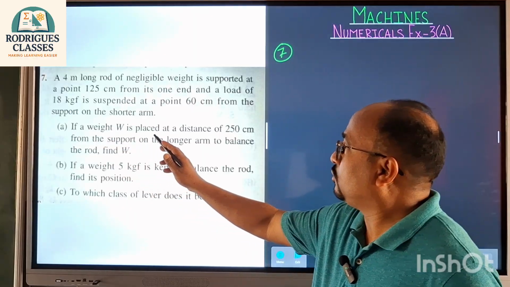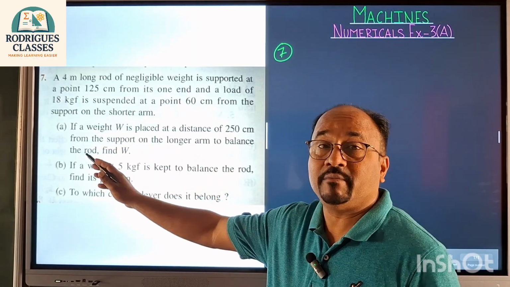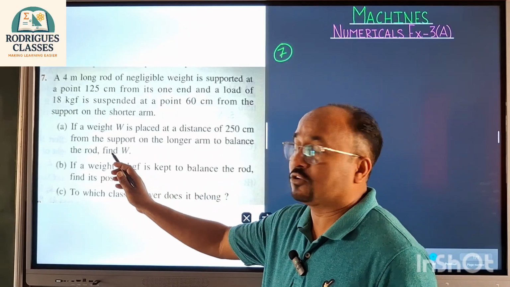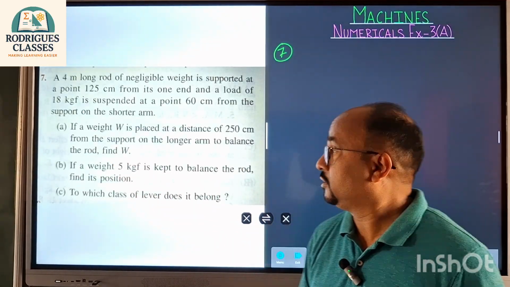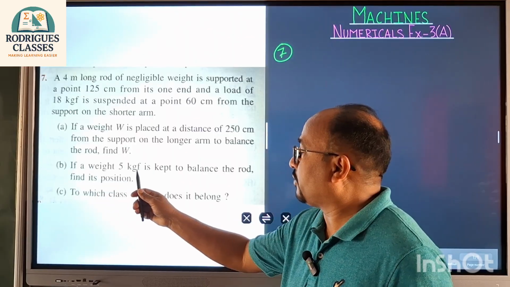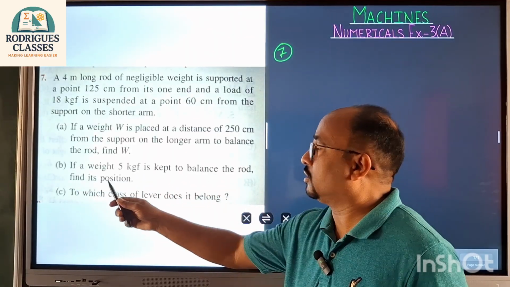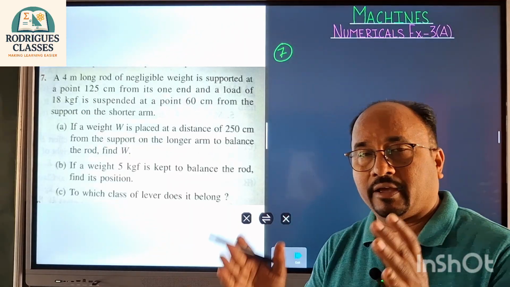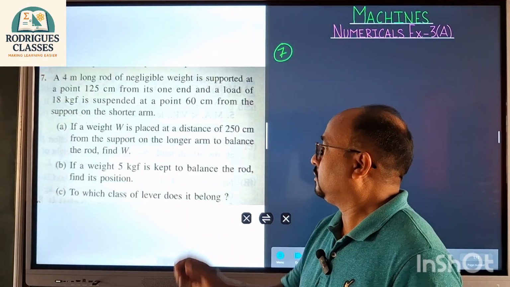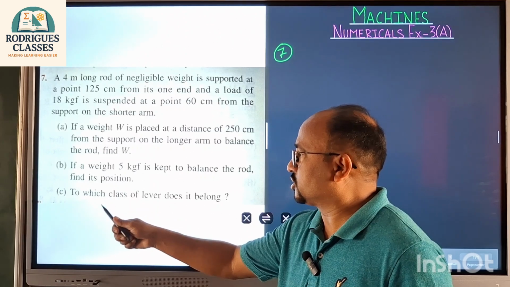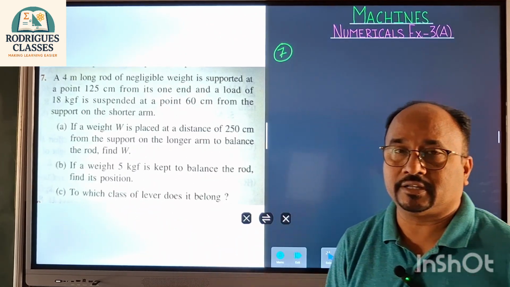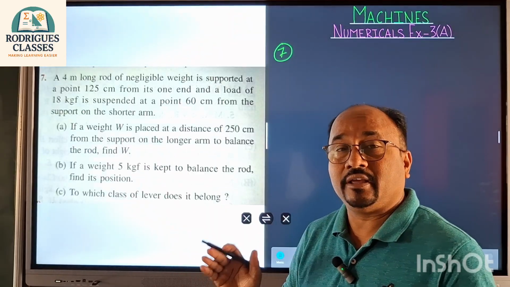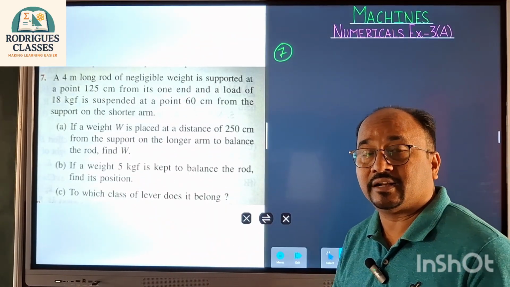First, if a weight W is placed at a distance of 250 centimeter from the support on the longer arm to balance the rod, we have to find the weight W. And then it says, if a weight of 5 kgf is kept to balance the rod, now we don't have this W weight, we have a 5 kgf weight, we have to balance it. So where should we keep it? We have to find its position, and then it is asked which class of lever it is. To do this numerical correctly, the diagram is very, very important. So try to understand the diagram properly.